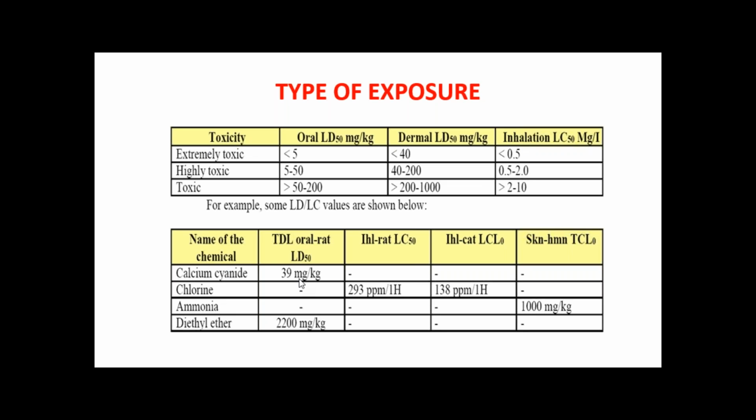For example, 39 mg per kg is the oral rat value for calcium cyanide. It means for a 1 kg rat, 39 milligrams of calcium cyanide is sufficient to kill that rat, and the chance of killing that rat is 50%. Likewise, you can understand the meaning of these different values.